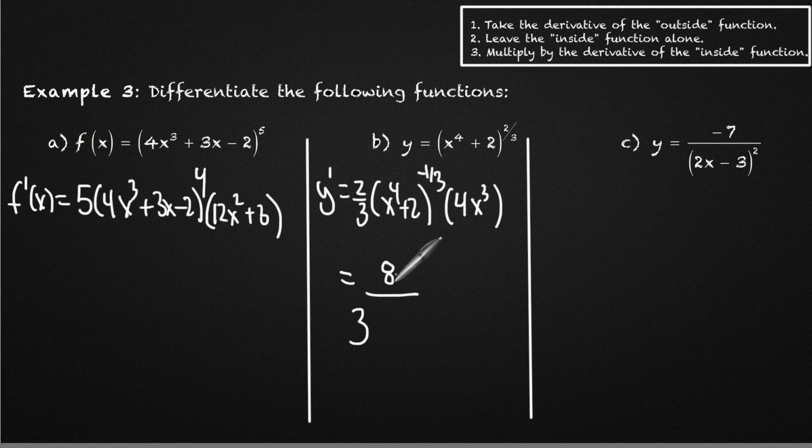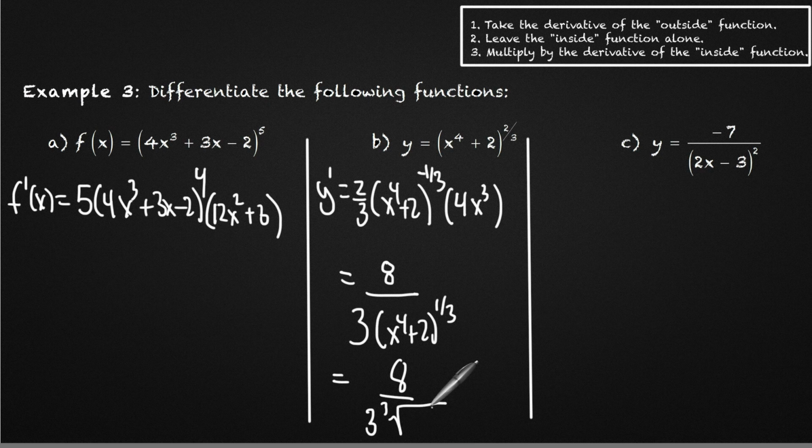And we're going to go ahead and move this to the bottom, so that's going to give us x to the fourth plus 2 to the 1/3. And if we really want to get fancy, we can write it with a cube root. So it's going to be the cube root of x to the fourth plus 2. And there is your derivative.